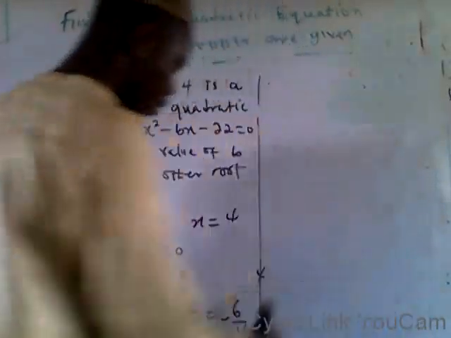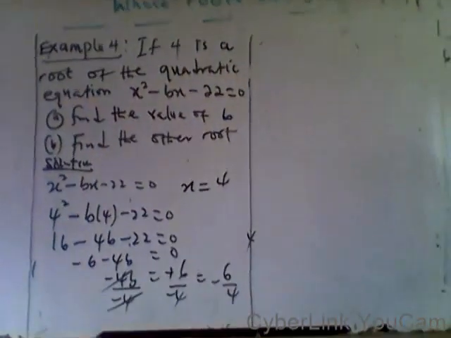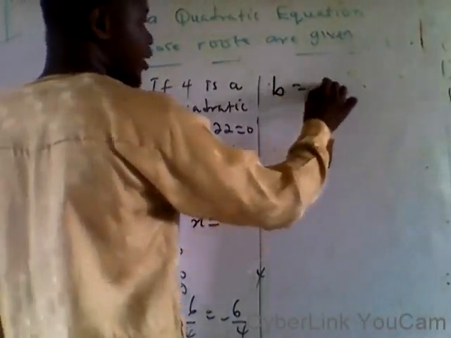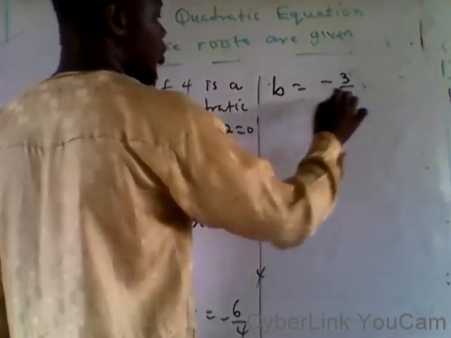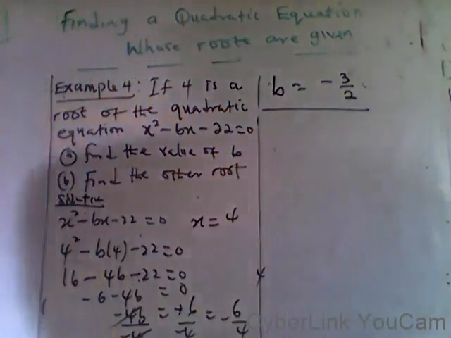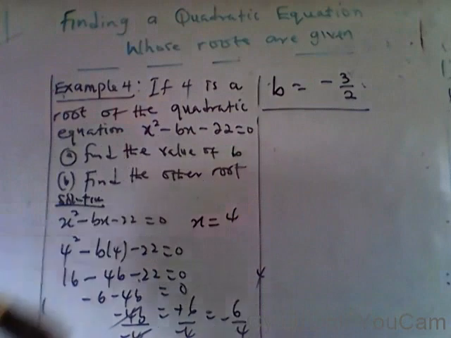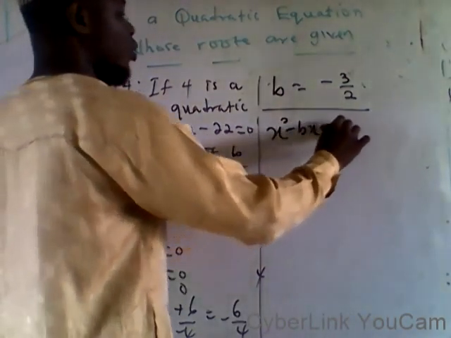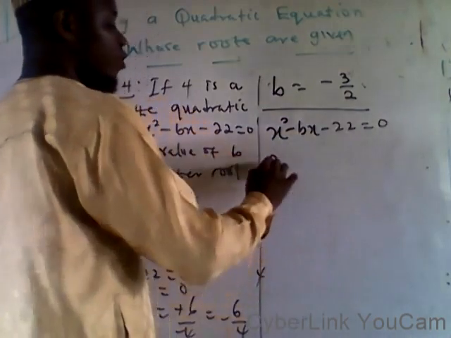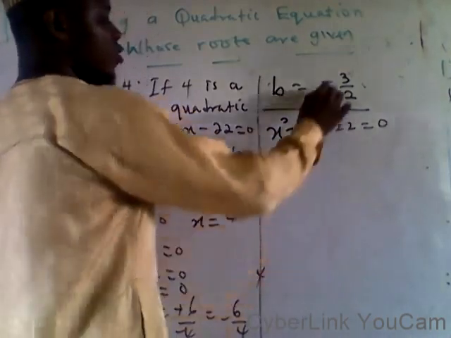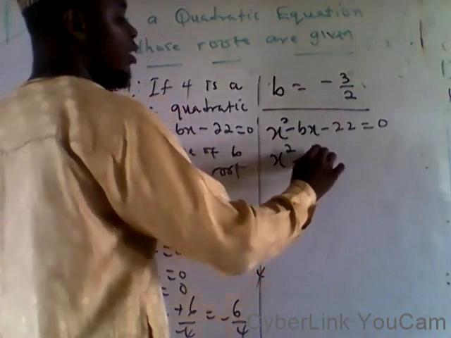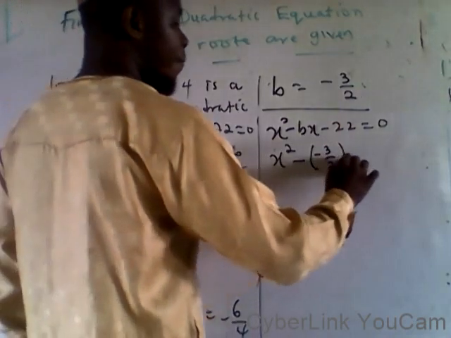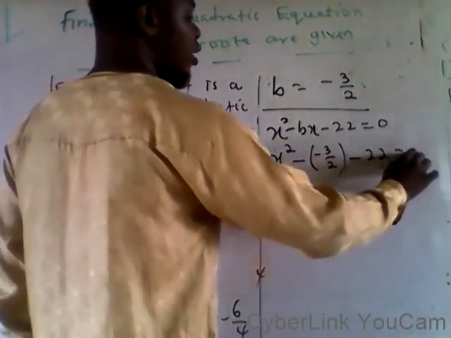Solving it further, your b becomes minus 3 over 2. This is your b. Now put the value of b into the equation back. So the equation is s squared minus bs minus 22 equals 0. It has now become s squared minus, what is your b? b is minus 3 over 2, right? Then minus 22 equals 0.